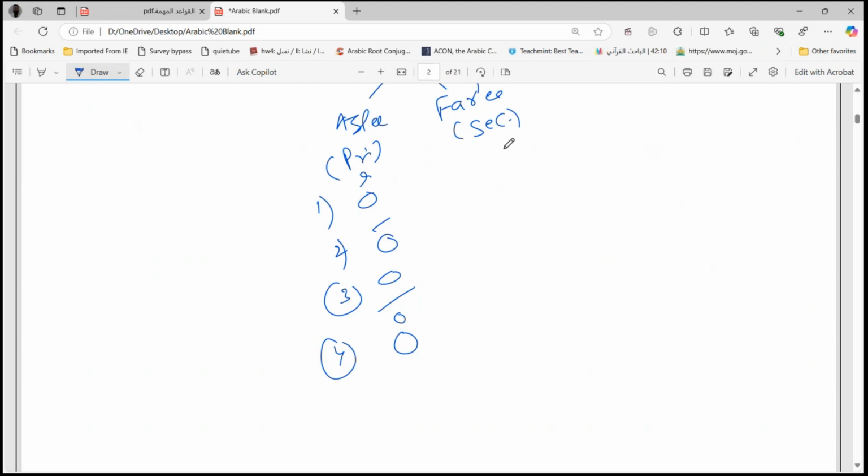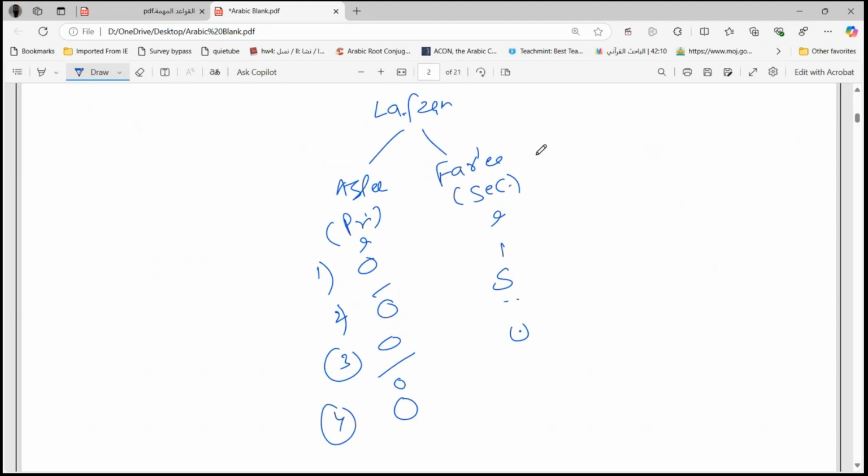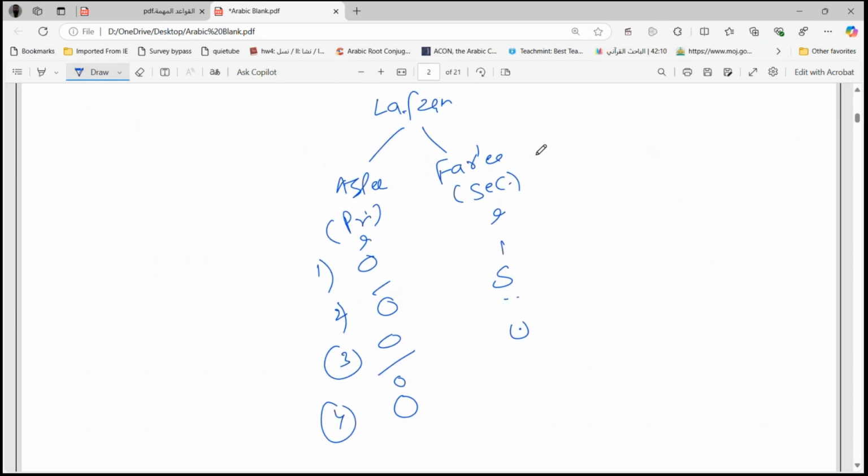Everything other than that, waw, alif, ya, noon, either the presence of noon or absence of noon, or hazf harf illa, all of these are secondary. Waw, alif, ya, noon, hazf harf illa, or hazf noon, or subutin noon, all of these are the far'i alamat, the secondary alama. Again, this may help you in quizzes if you understand this basic concept. So asli and far'i is another way of dividing the lafzan i'rab.